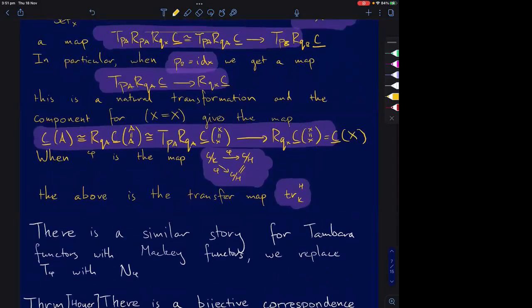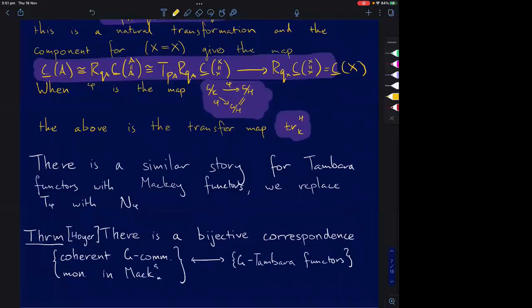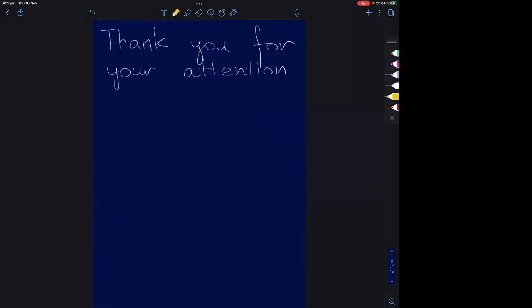There's a similar story for Tambara functors. We replace the transfer functor with a norm functor, and there's a theorem from Hoyer that the coherent G-commutative monoids in Mackey functors are the G Tambara functors. And thank you for your attention.